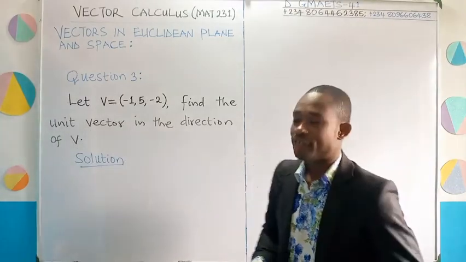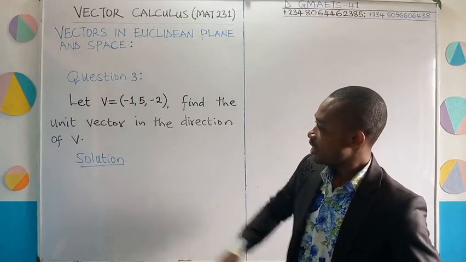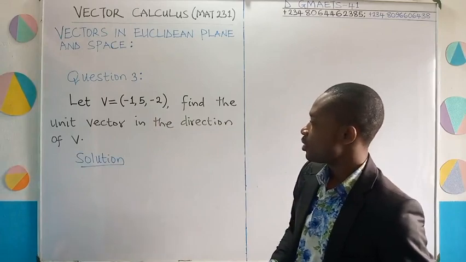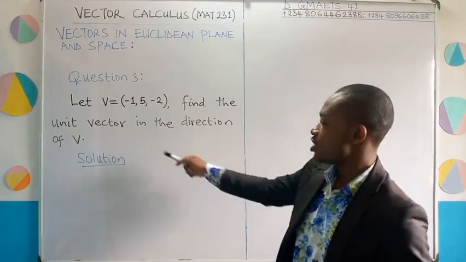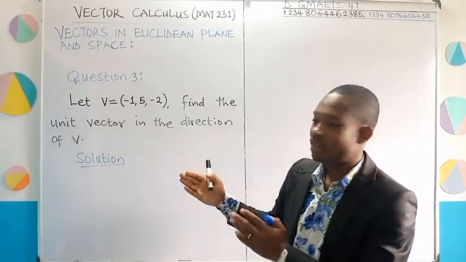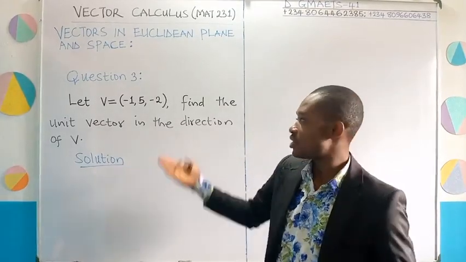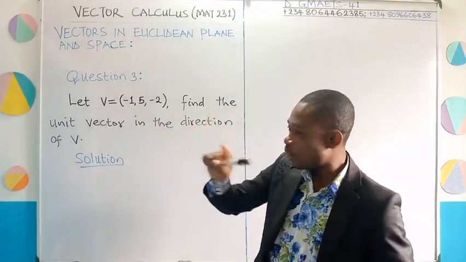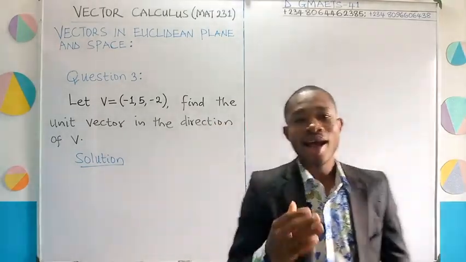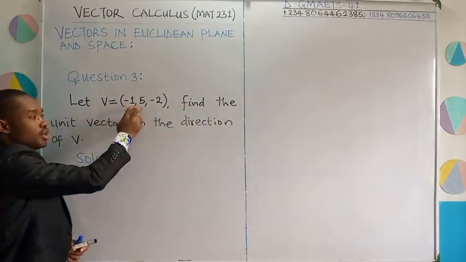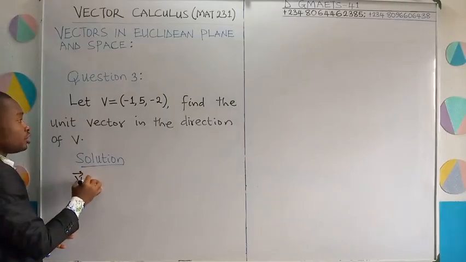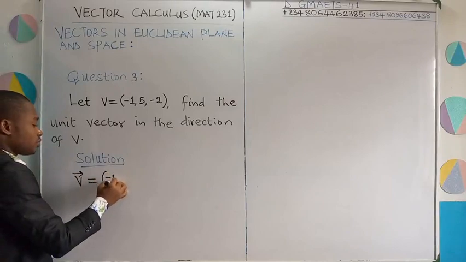Let us now look at what we have in question 3. Good. Let V equals bracket minus 1, 5, minus 2. We are to find the unit vector in the direction of V. So this vector given to us is the position vector. You can see the components there. If we like, we can write it in terms of V equals minus i plus 5j minus 2k. That's introducing our specific unit vectors i, j, k, which helps us to introduce plus between these terms, alright? Okay, we are to find the unit vector in the direction of this position vector.